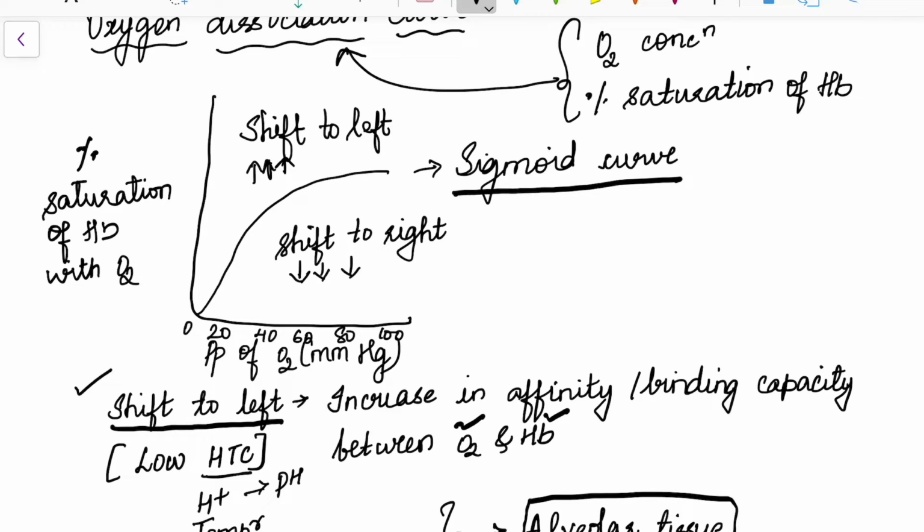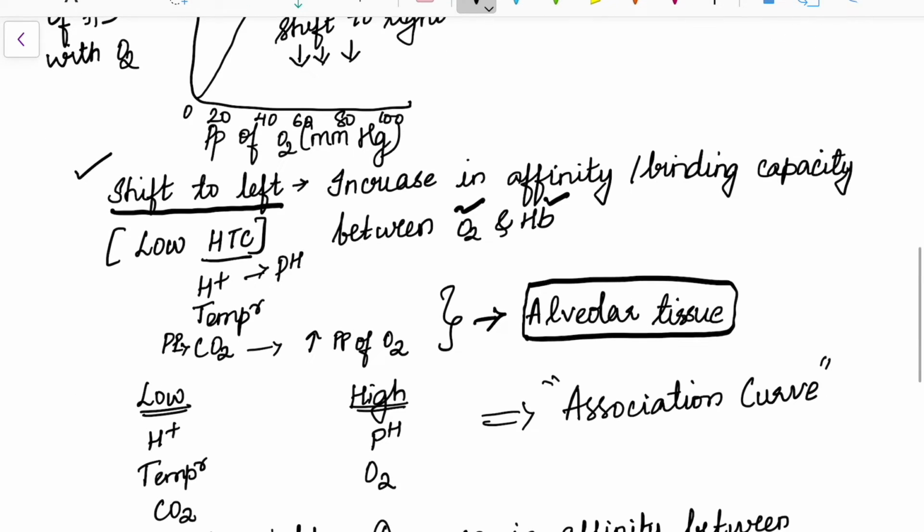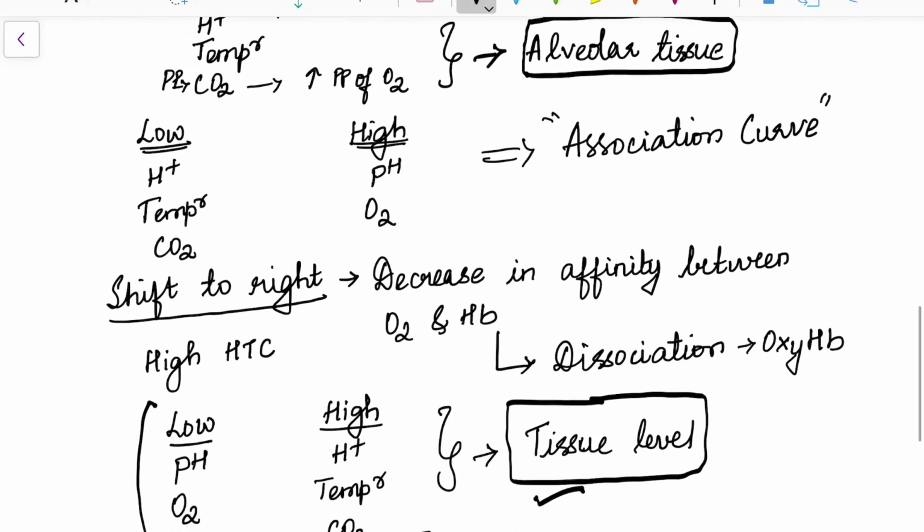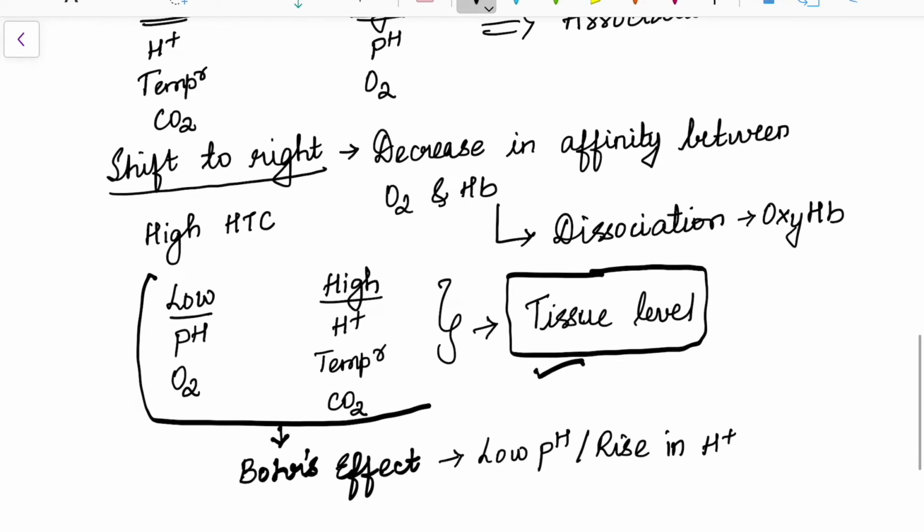Now, obviously, there are factors which are responsible for this decrease in binding capacity, isn't it? Now, which are those factors? If the shift to left was low HTC, this is going to be high HTC. Which are the high things? High H plus, high temperature, high partial pressure of carbon dioxide, which will lead to obviously low pH and low partial pressure of oxygen.